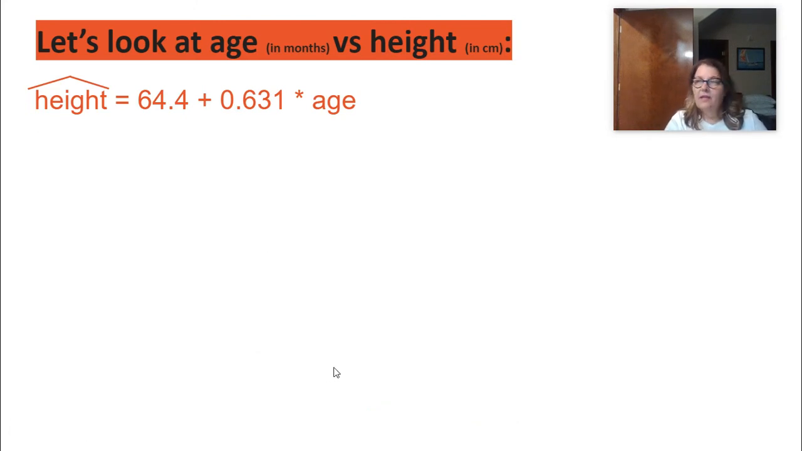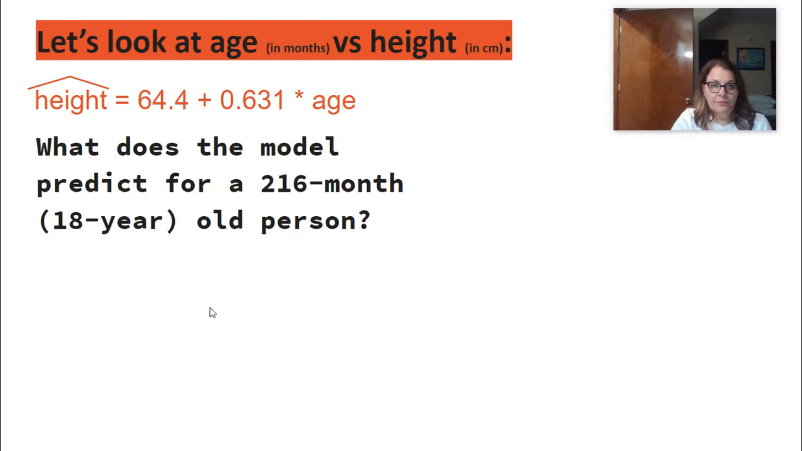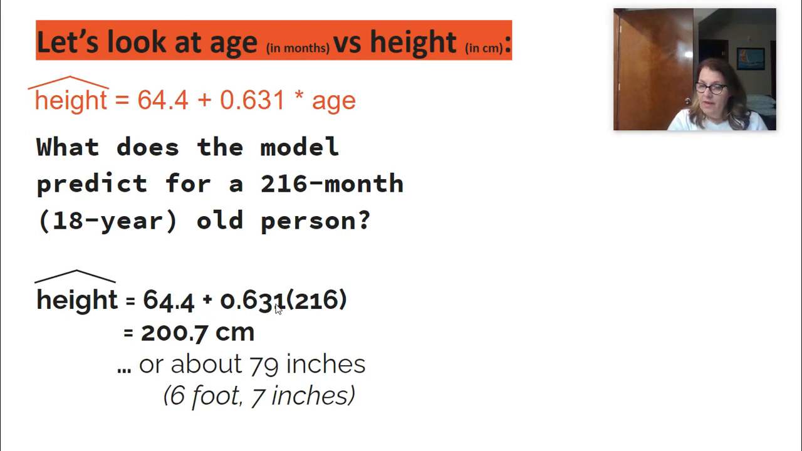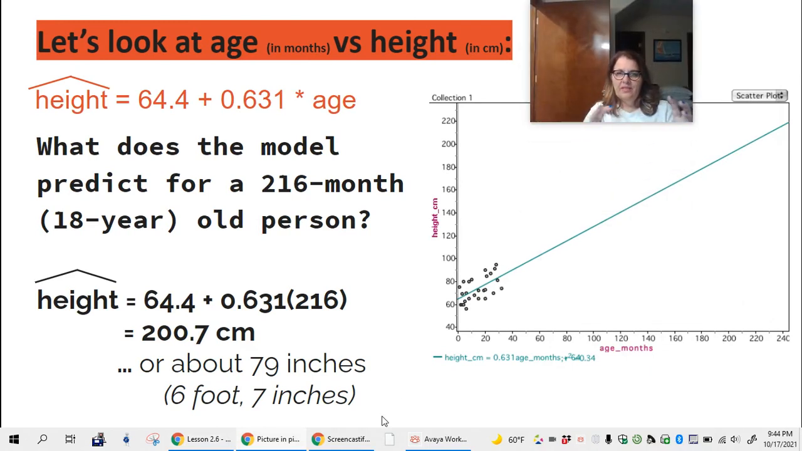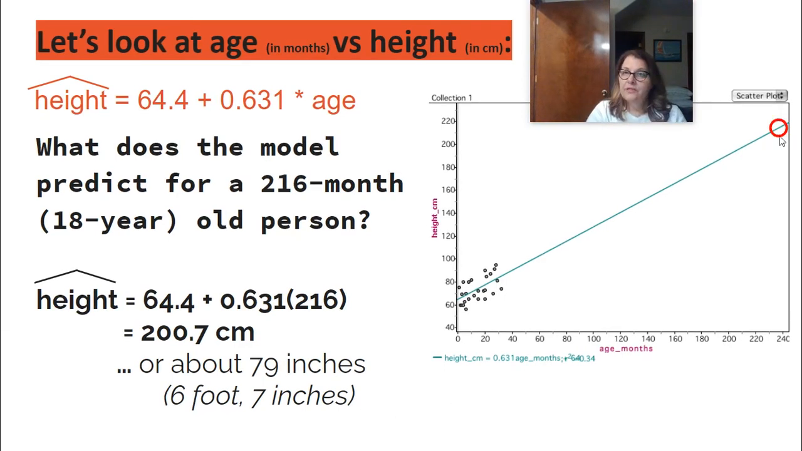But let's ask ourselves, what if you were an 18-year-old, which means you're 216 months old? If you use that model, it comes out to be about 79 inches, or 6 feet 7 inches. I'm not saying that an 18-year-old can't be 6 feet 7 inches, but that's more on the side of unusual than normal. If you look at the graph, notice how we had to condense the data that we had in order to get our 216 months, which is way out here.